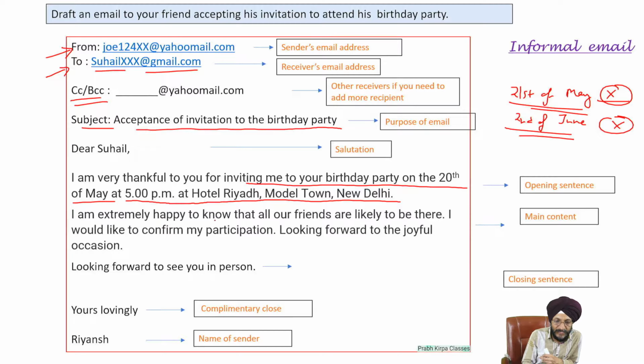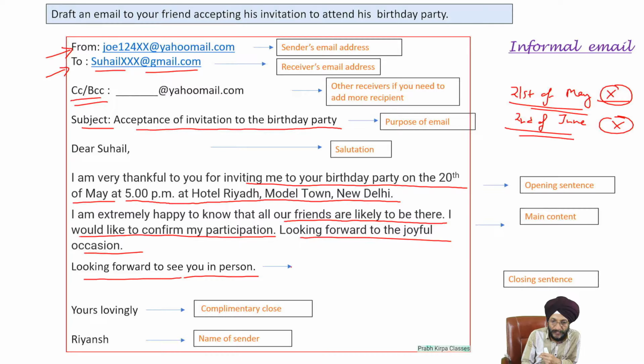I am extremely happy to know that all our friends are likely to be there. I would like to confirm my participation. Looking forward to the joyful occasion. Looking forward to see you in person. This is the closing sentence.